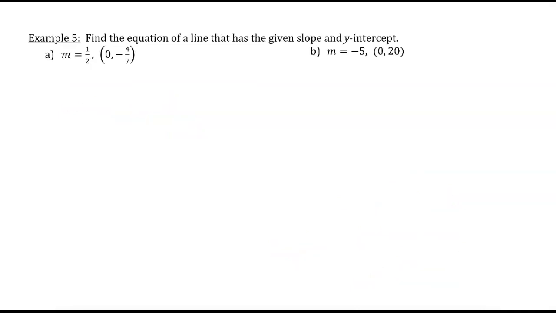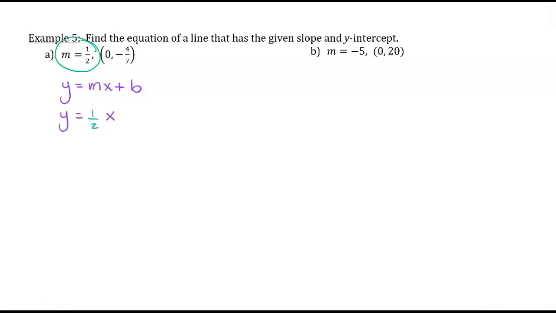Here in example 5, we are given the slope and the y-intercept, and we are asked to write the equation of the line. A line in slope-intercept form is y equals mx plus b. We're given that our slope is 1/2. So we can substitute 1/2 for m.